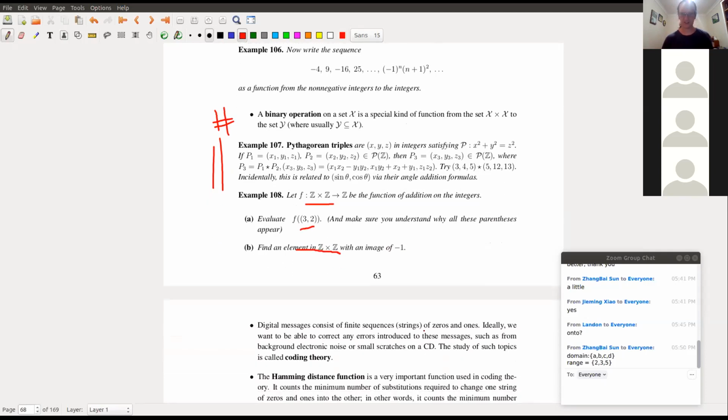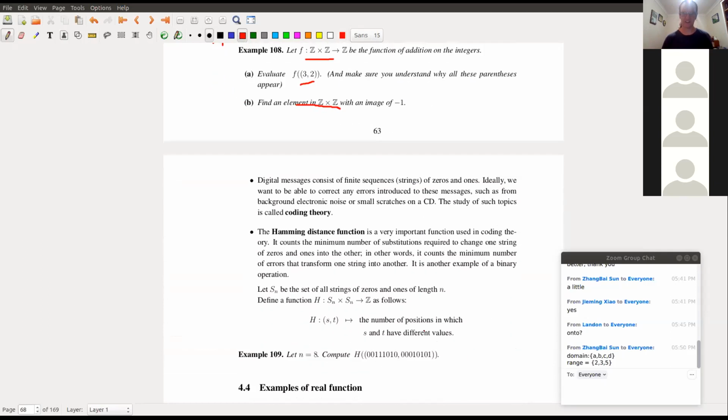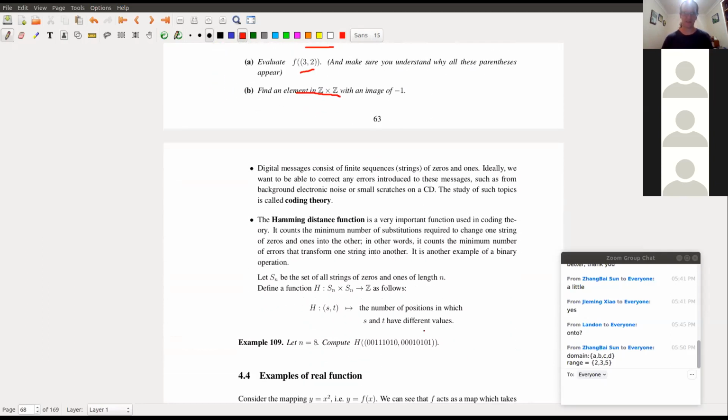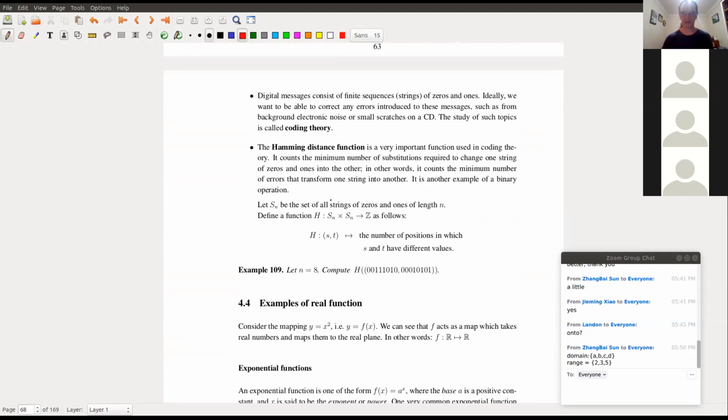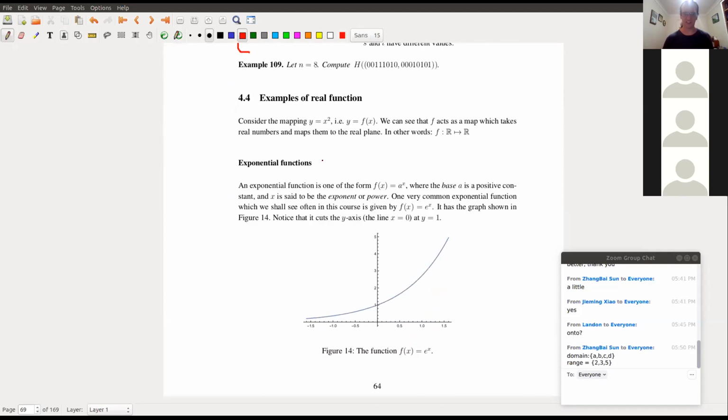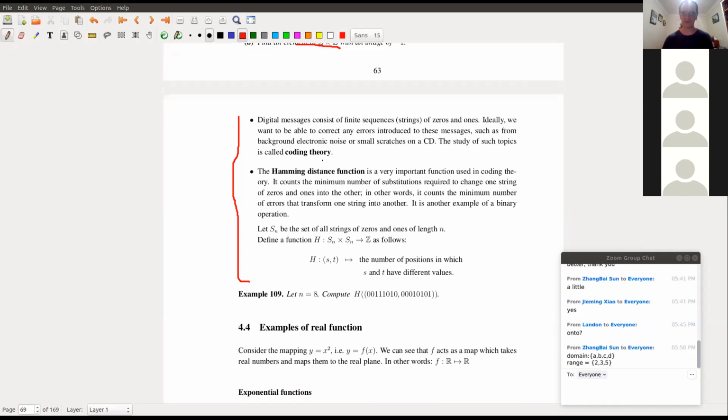Okay, binary operations. We've got a little bit of a non sequitur example here about coding theory. I don't know if that's interesting. I can talk to you about super interesting stuff. Just examples of functions. So 63. I think we're getting into examples of functions.